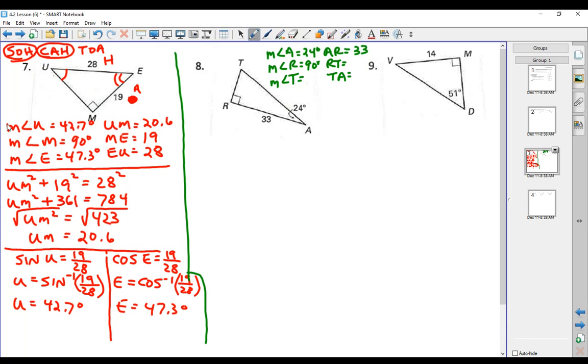Now, as far as the angle is concerned, I realize that I've got 2 of my 3 angles. On a right triangle, one of the angles is always 90, so if I subtract that from 180, I get 90 left over. That means that the 2 acute angles have to add up to 90. So if I want to find the measurement of angle T, all I have to do is take 90 minus angle A, and when I do that, I end up with 66 degrees.